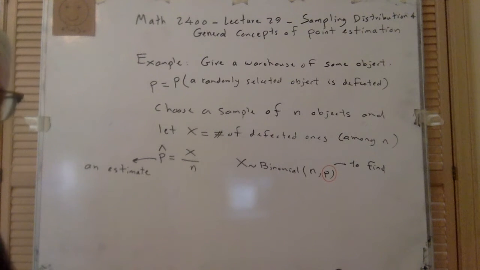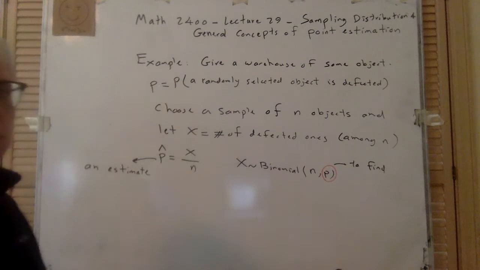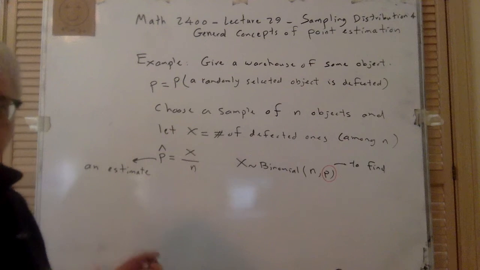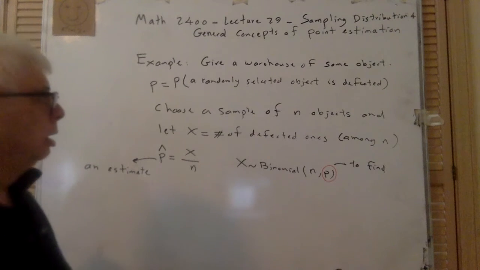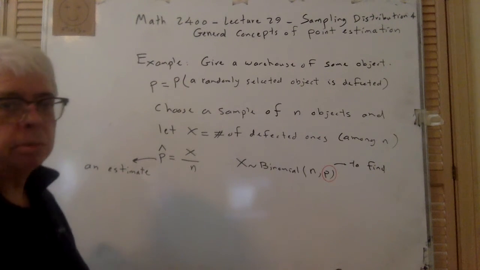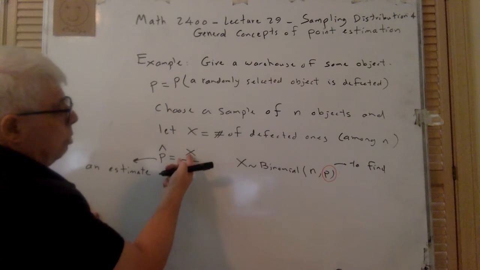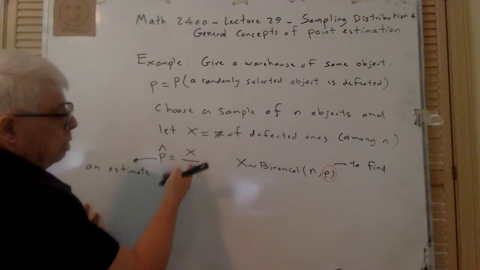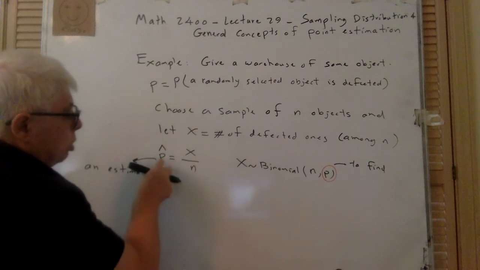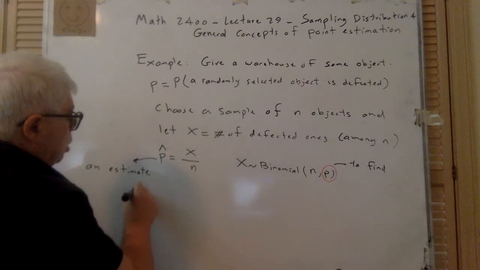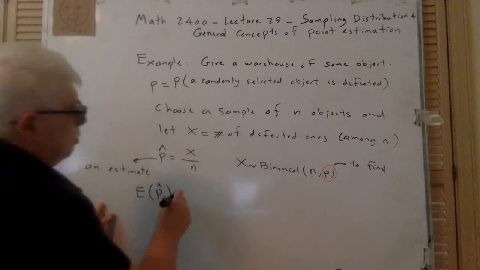But there's another phenomenon happening here. That's just interesting. You see, this P hat itself is a random variable in a sense, because this X changes. You can just do it again and again, choose another n objects, and then it might change. So this is like a random variable. So we can talk about E of this. In fact, another reason that it's a random variable is because this X is a random variable. So X divided by n, n is just a fixed number. So X is a random variable and n is a fixed number. So this guy here is a random variable. So let's find this expected value.